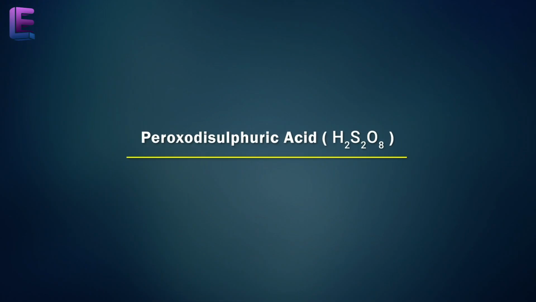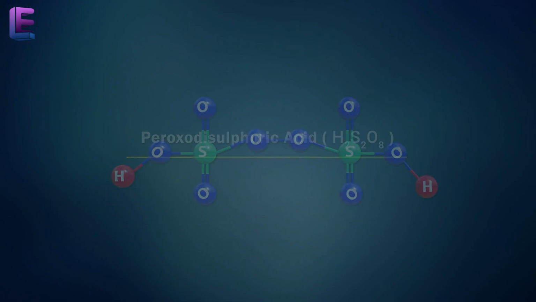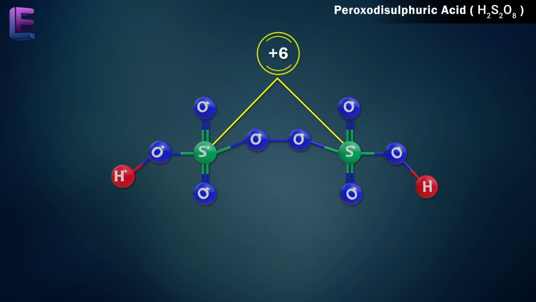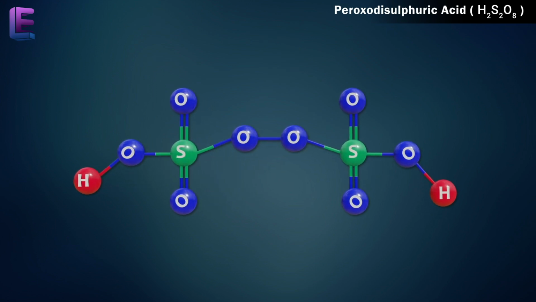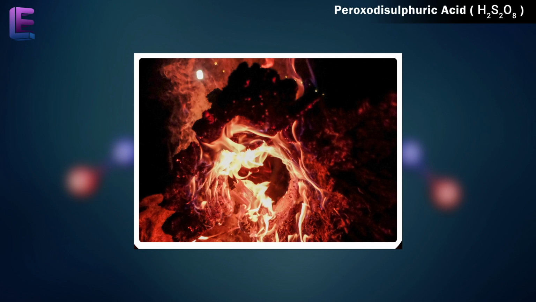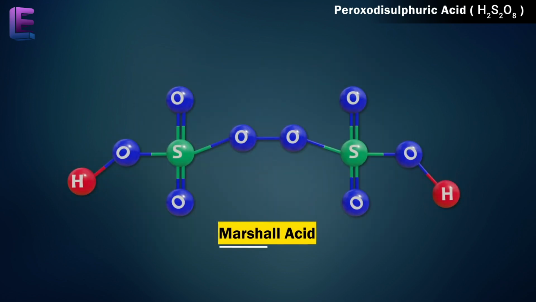Peroxodisulfuric acid, H2S2O8. Peroxodisulfuric acid contains sulfur in +6 oxidation state. Therefore, it is a strong oxidizing agent and extremely explosive in nature. It is also called Marshall's acid.